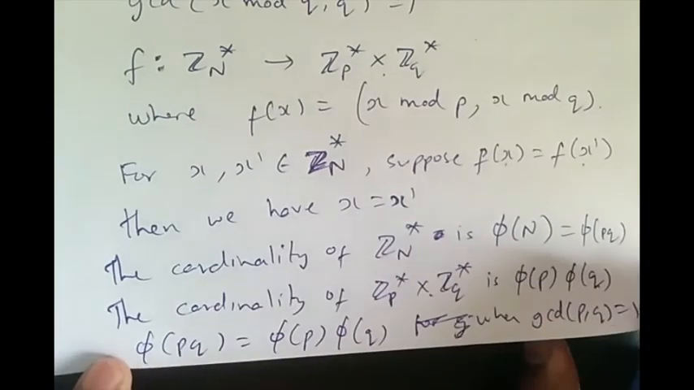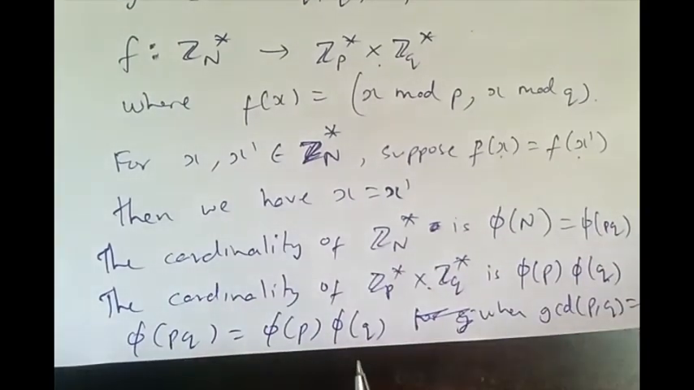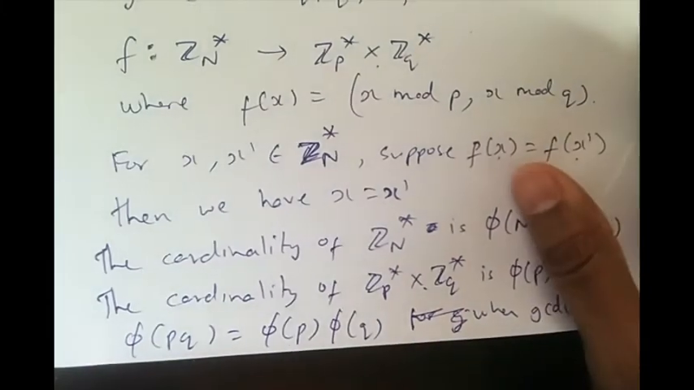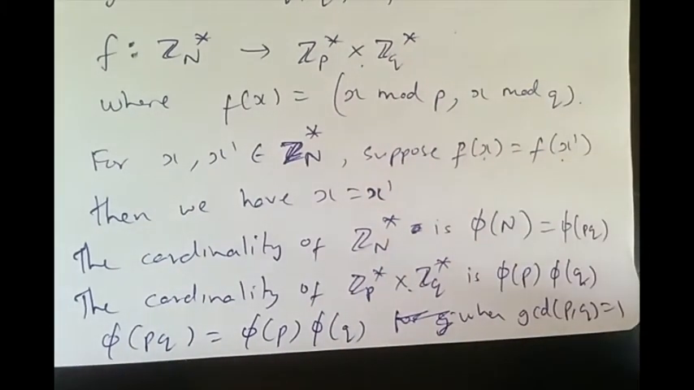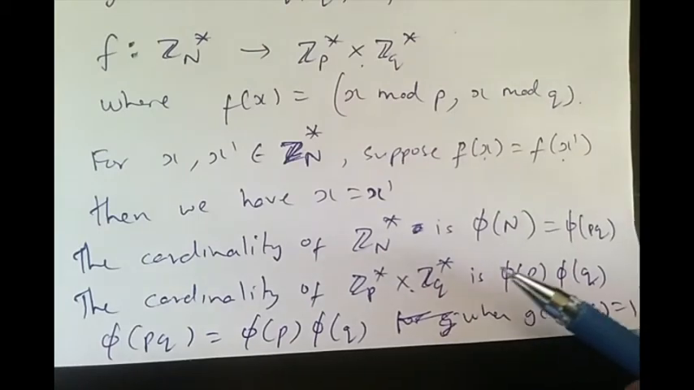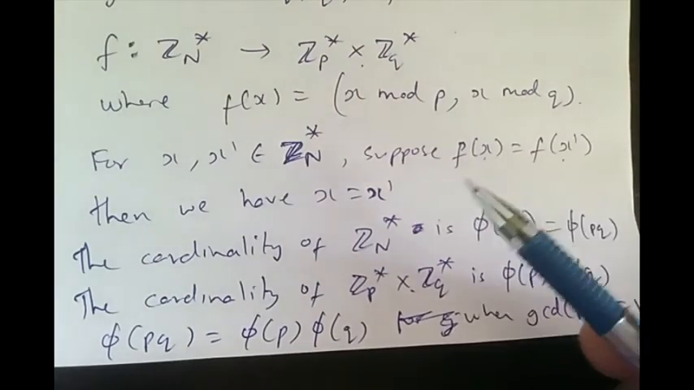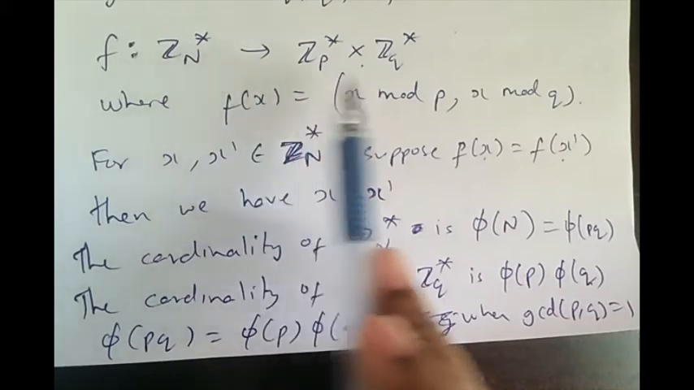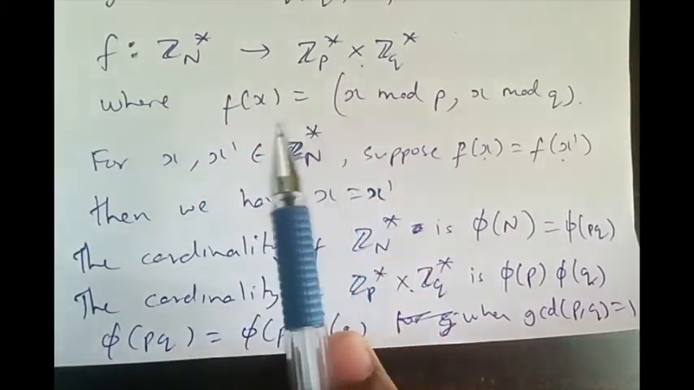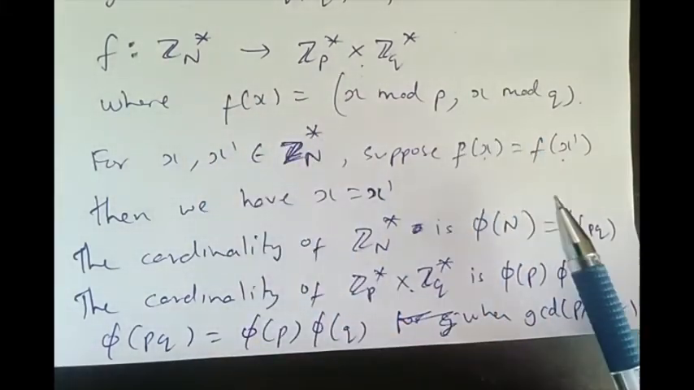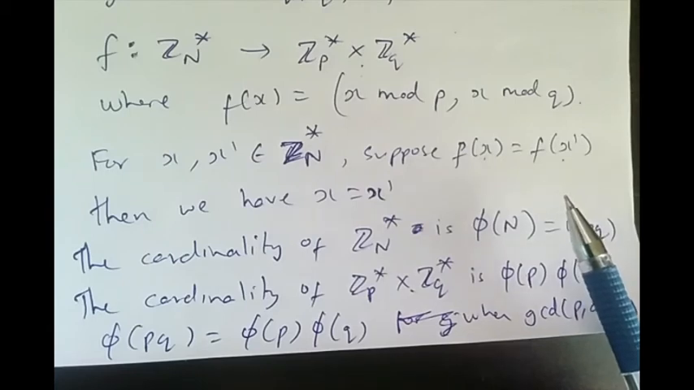This result actually follows from the Chinese remainder theorem. So we can't use this result to prove the Chinese remainder theorem, because it will be a logical fallacy. Let me repeat that again. We proved that the function is 1 to 1. If we could have argued that the domain and the codomain have the same cardinality, we would have shown that the function is onto as well.